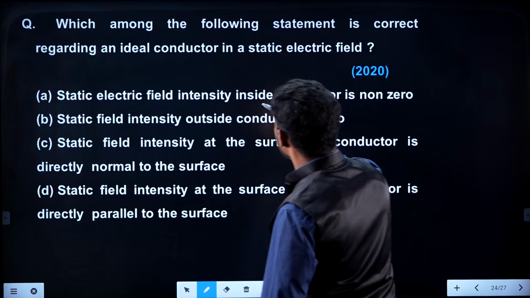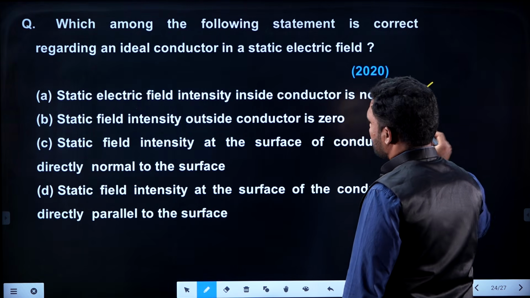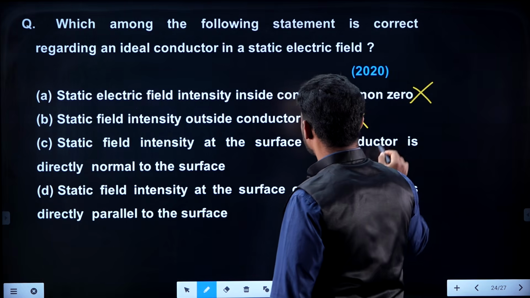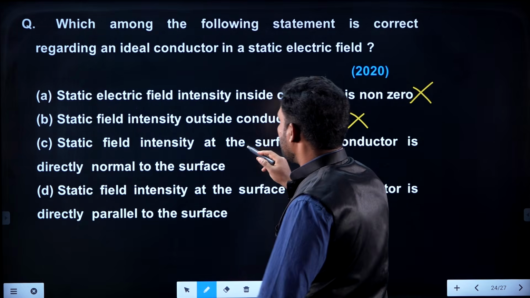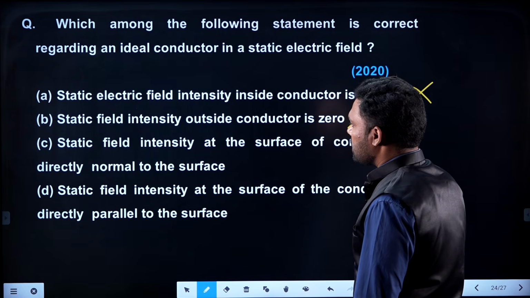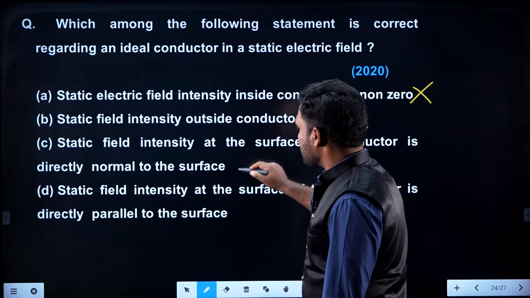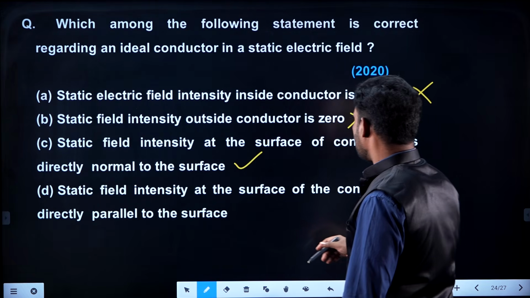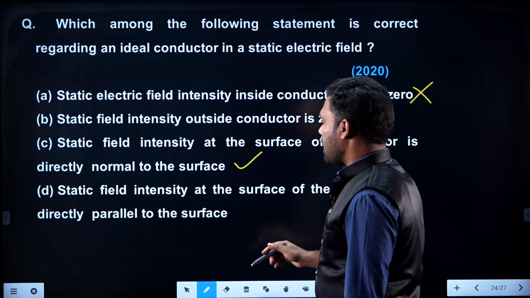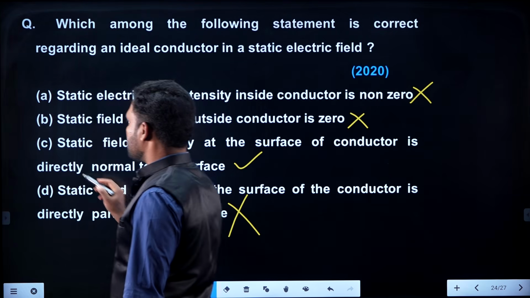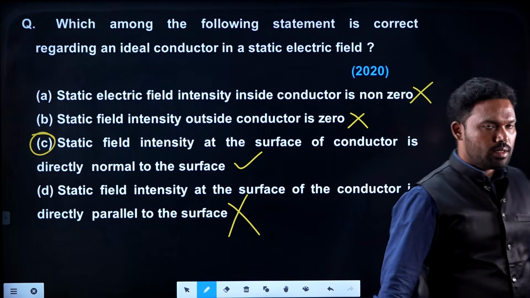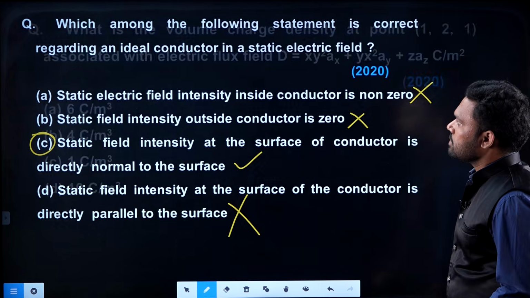So, observe the statements here. Static electric field intensity inside the conductor is non-zero: wrong statement. Static electric field outside the conductor is 0: wrong statement. Static electric field intensity at the surface of the conductor is directly normal to the surface: correct statement. Static field intensity at the surface of the conductor is directly parallel to the surface: wrong statement. So, what is the answer? Option C is the answer. Fine, let us proceed further.